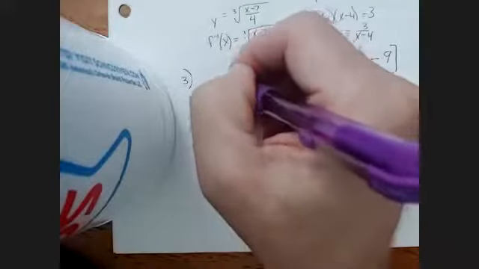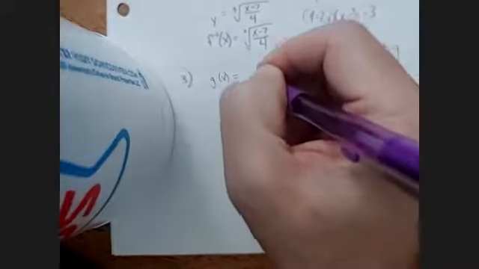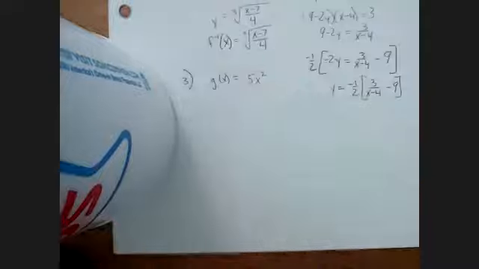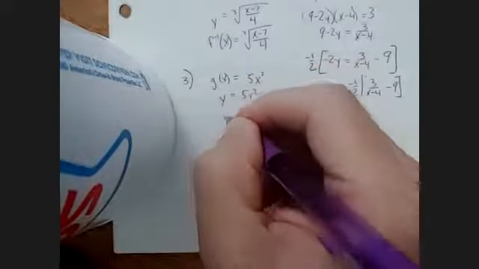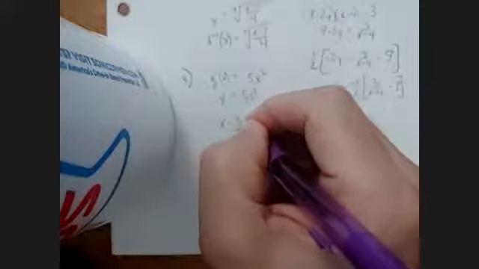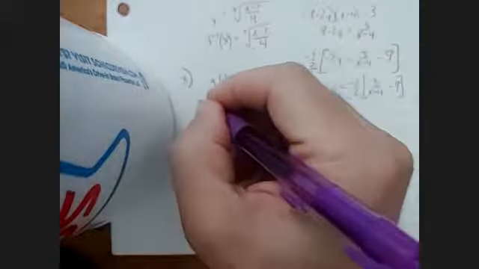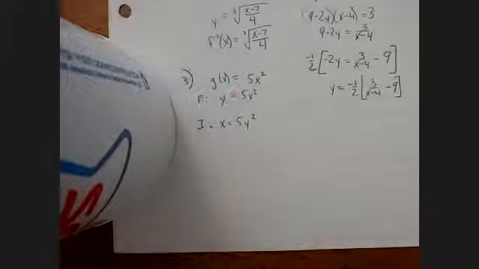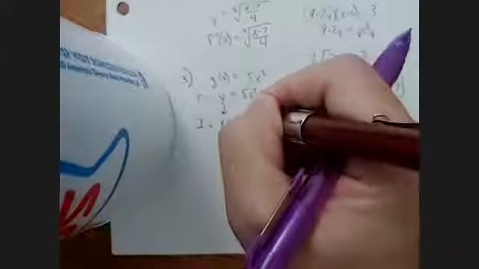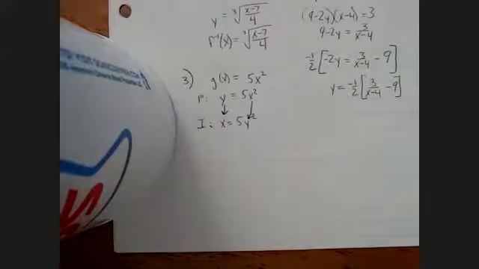This one's not as bad as that last one, but something strange happens. Let's say g of x equals 5x squared. So y equals 5x squared, which means x equals 5y squared. Again, there's the function, and then we switch to the inverse by just replacing y with x and x with y. Now we're going to solve for y.